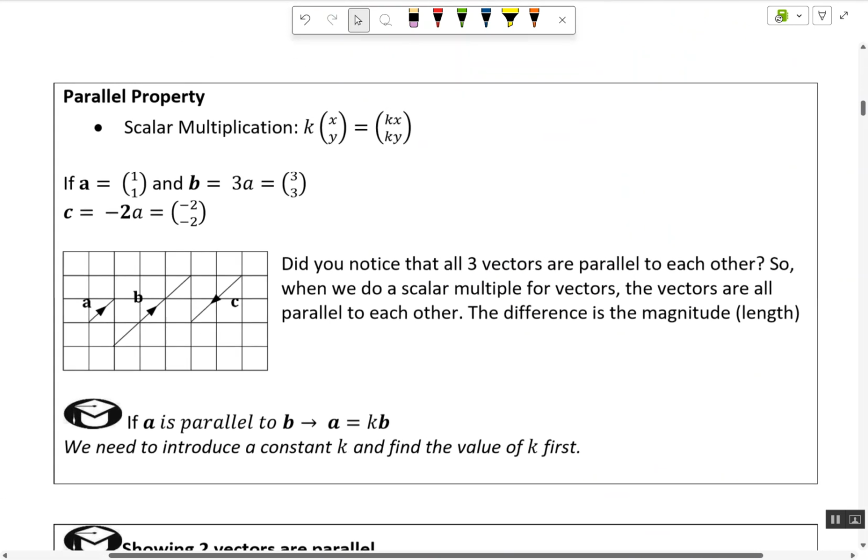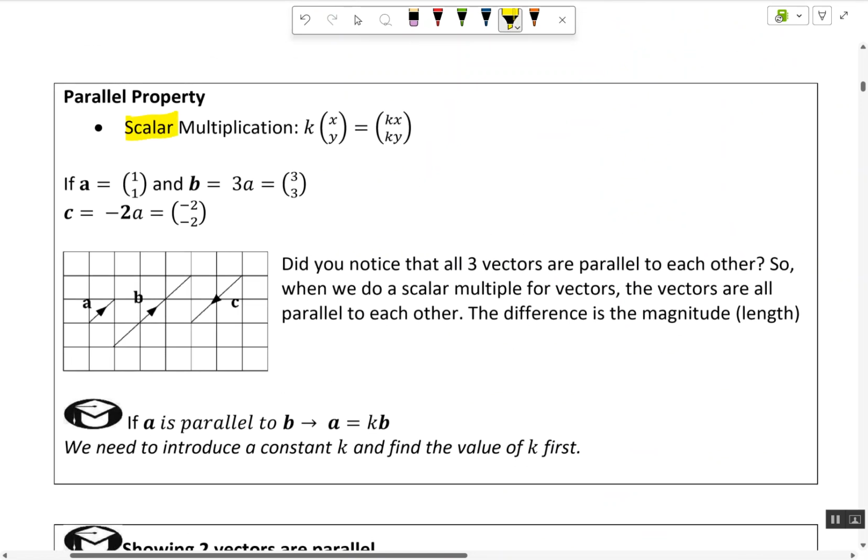So next, if I multiply a vector by a scalar, which is like a constant, it's just a number. A scalar is a number. So when I multiply it by a number, I am extending it with a multiple. Of course, the multiple can be greater than 1, or lesser than 1.